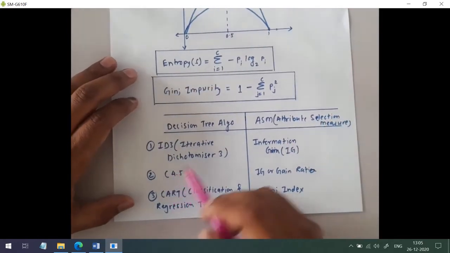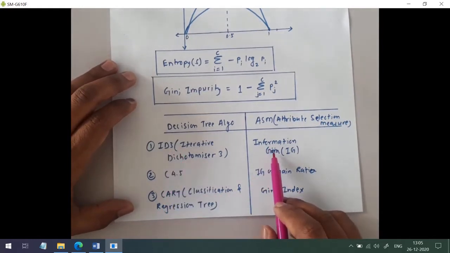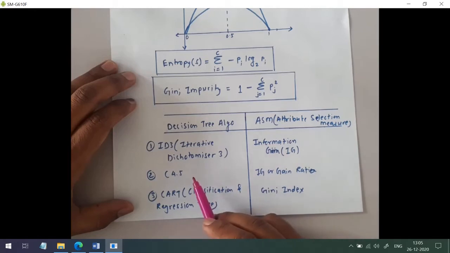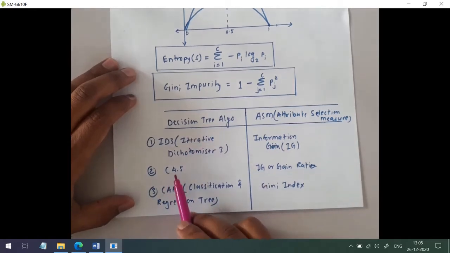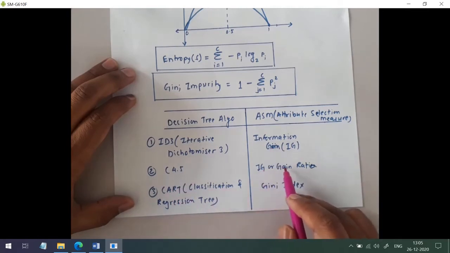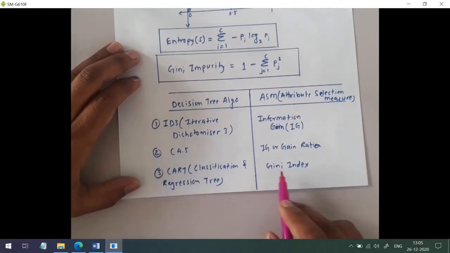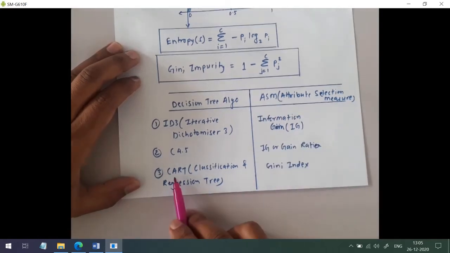In the previous class I talked about the ID3 algorithm, which uses information gain. There are several algorithms for constructing a decision tree. The next one is C4.5. It uses information gain or gain ratio as the ASM technique, and this Gini index is used by the CART algorithm. CART stands for classification and regression tree.